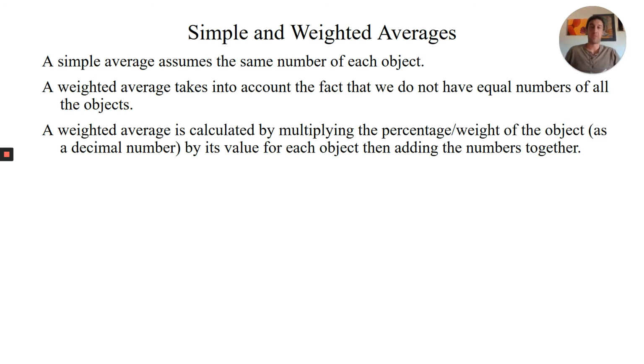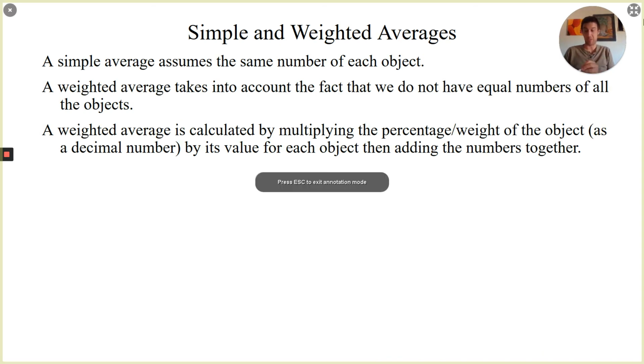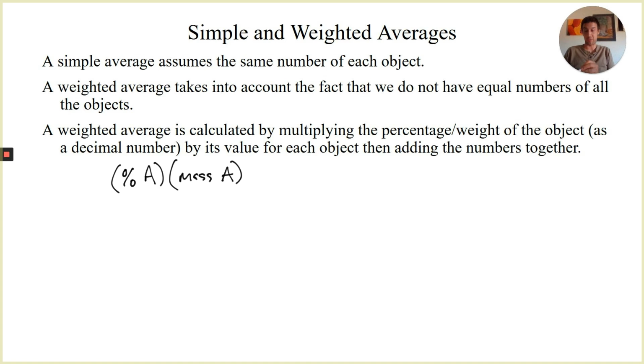So our weighted average is calculated by multiplying the percentage, okay, by the weight of the object as a decimal number and by its value. So there's a whole bunch of stuff going on in that. So if we look at the percentages that you need to work with, you have the percent of object A times the mass of object A plus the percent of object B times the mass of object B. Theoretically, we could do percent of C, mass of C, and this could go on indefinitely till we've covered all of our objects. When we added all of those things up, that would then equal our atomic mass if what we were looking at were the mass numbers.